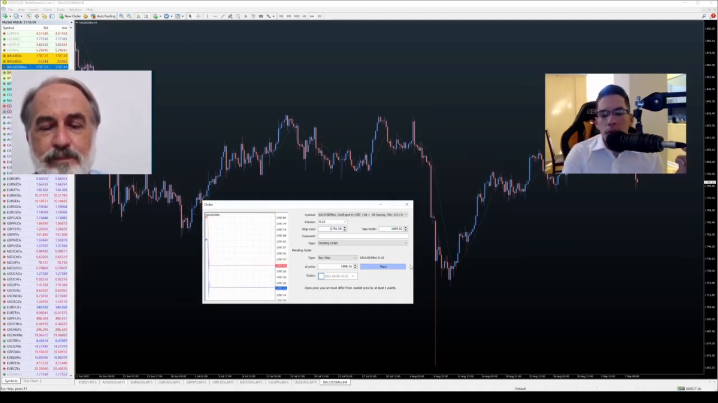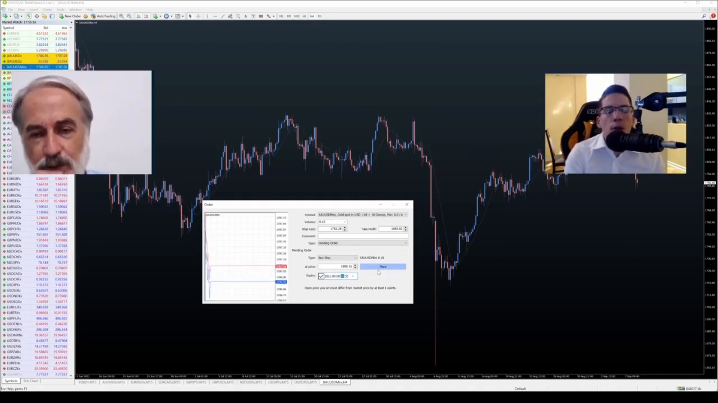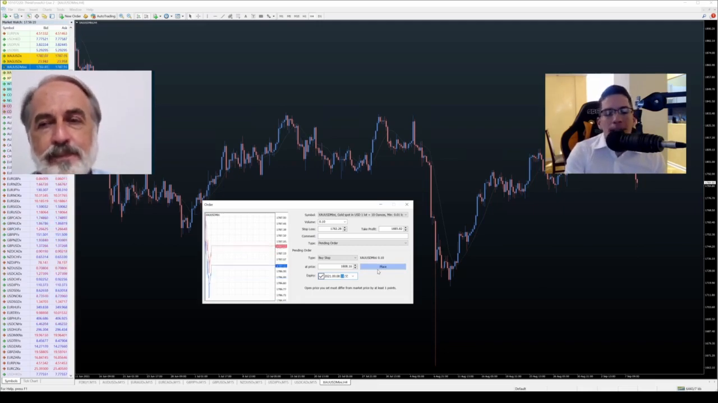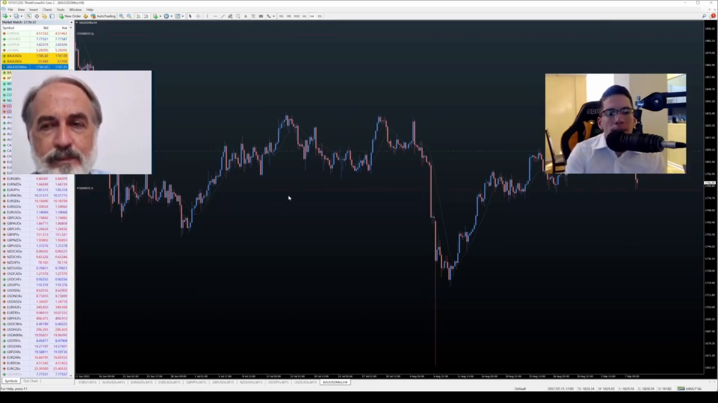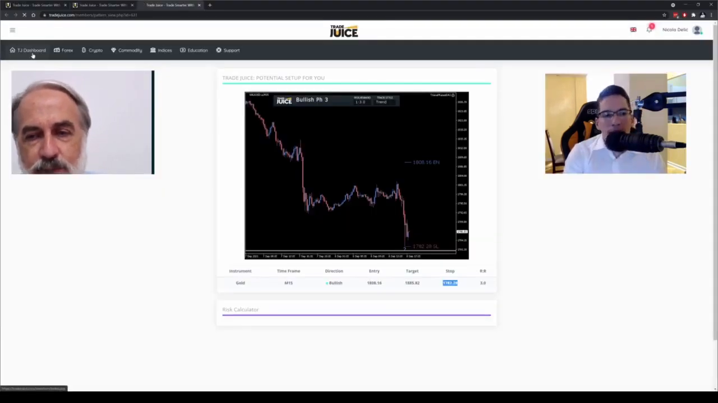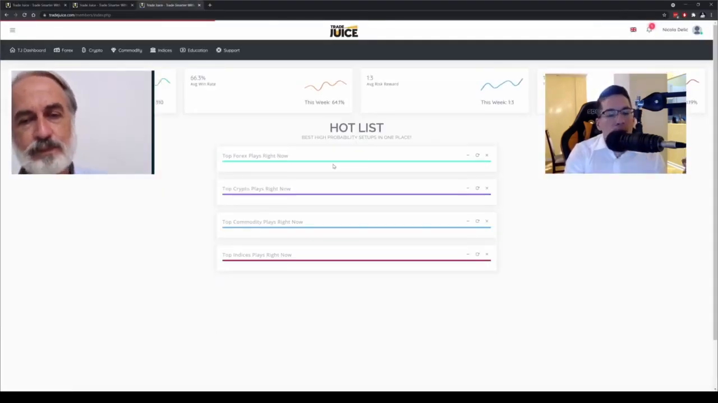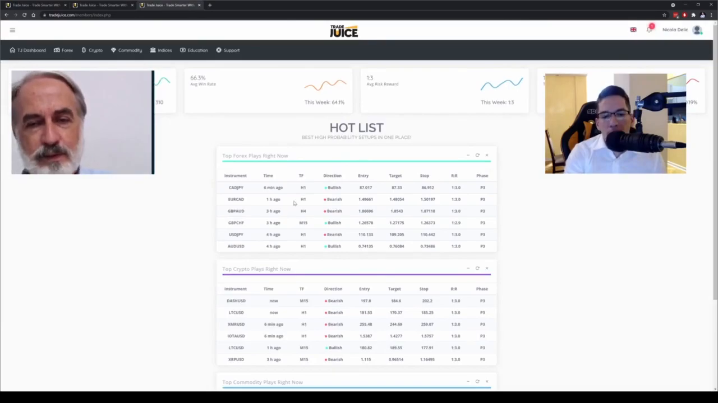And you can place the trade, or you can go here in expiry and put an expiry of 2-3 hours, just because you're always going to have more trades. You don't need to wait 2 days for the market to come to you, because that's why I really love how Tradejuice operates. You always have something to trade with this platform.